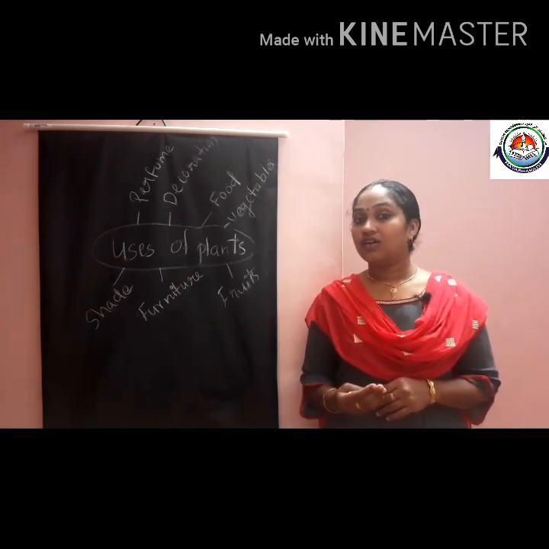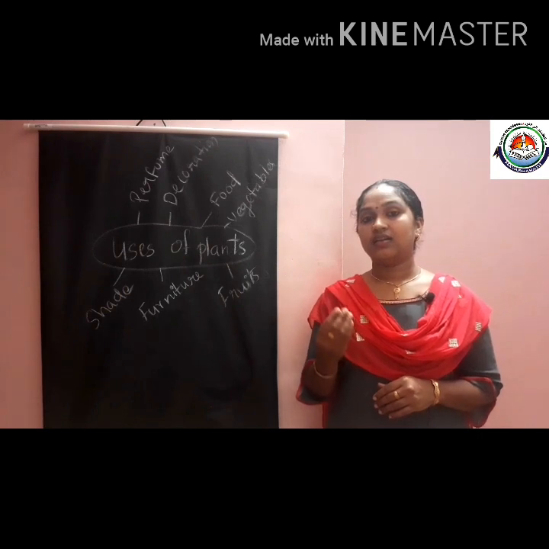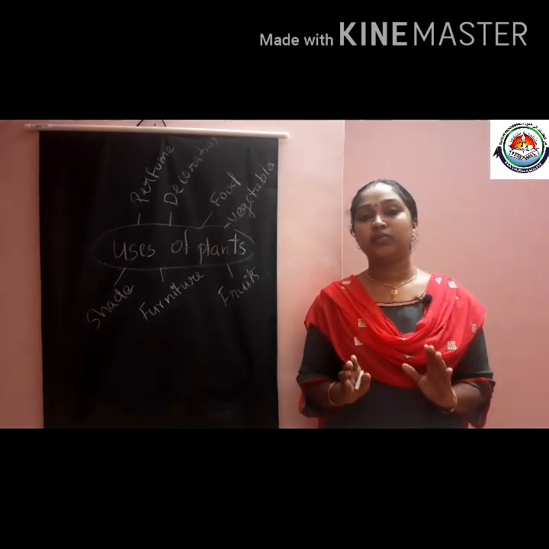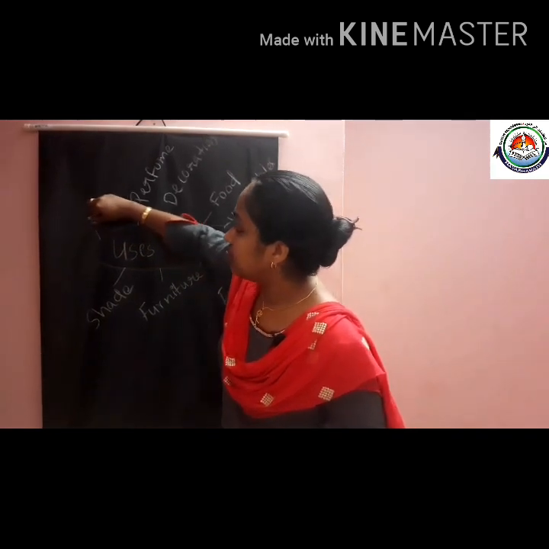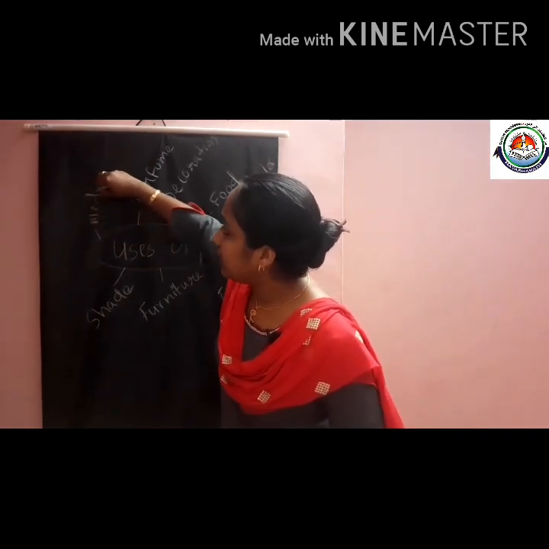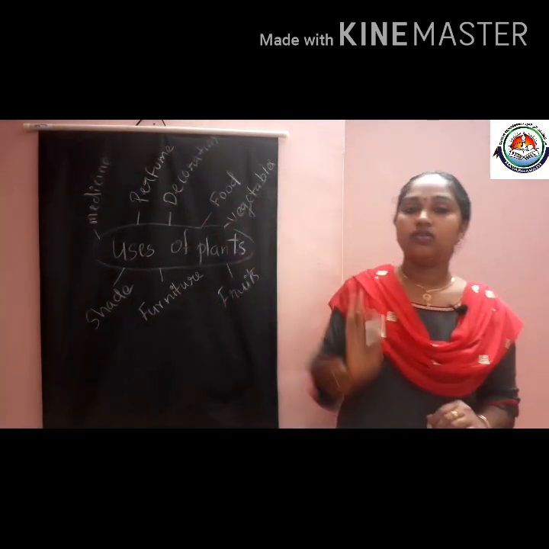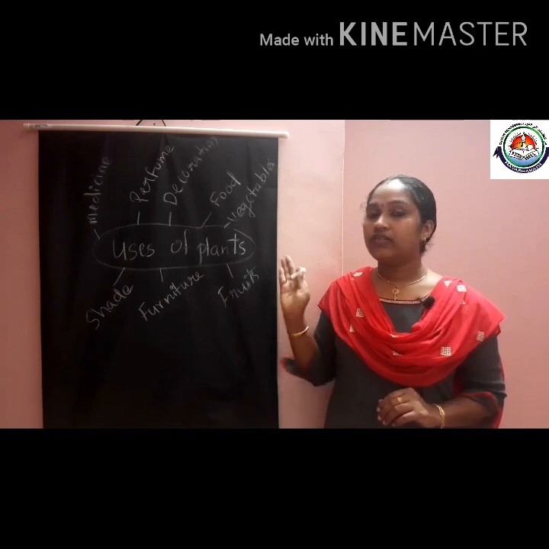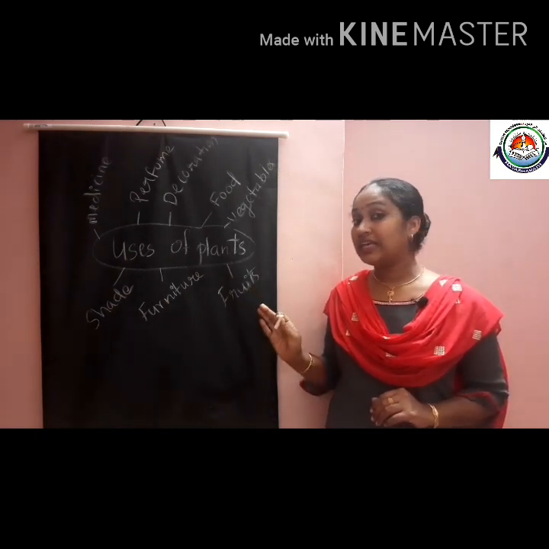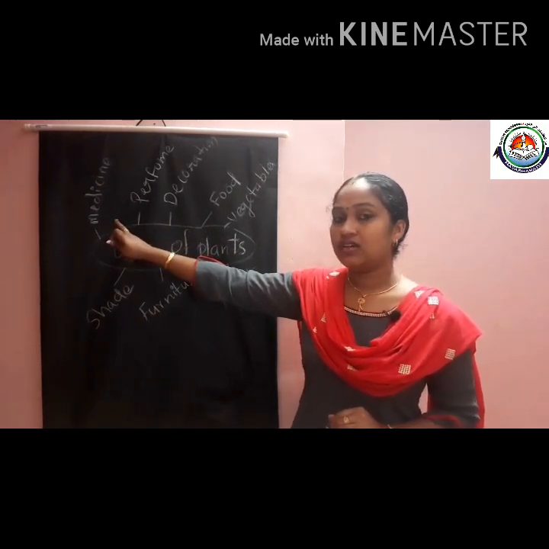So we learned the next use of plants. What was that? Medicine. Plants are also used to make medicine. So we can write it here, medicine. Plants are also used to make medicine. So shall we read the uses of plants once again? Okay. Medicine, first one, medicine.